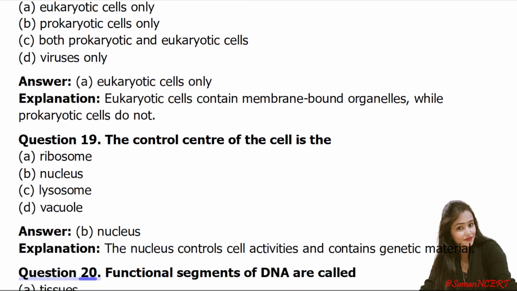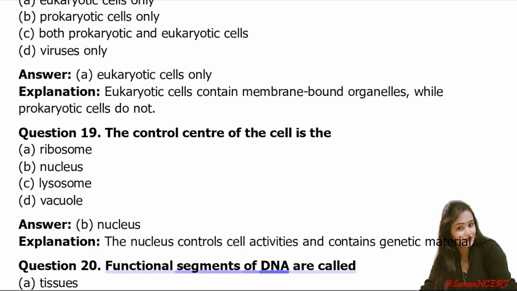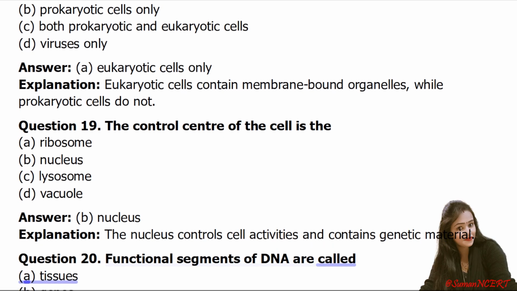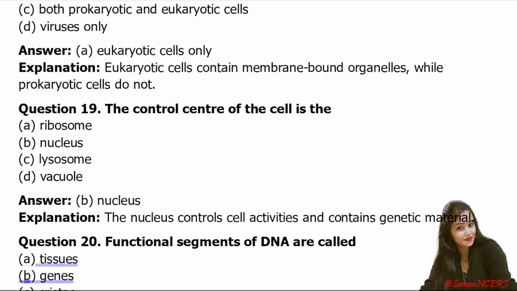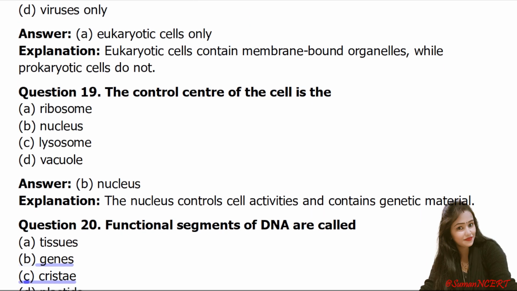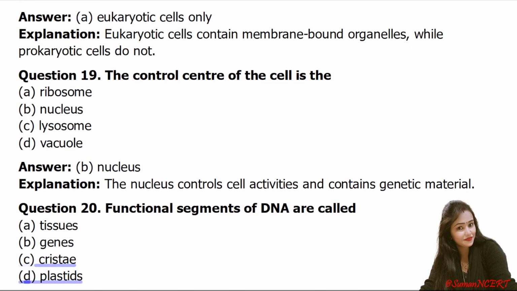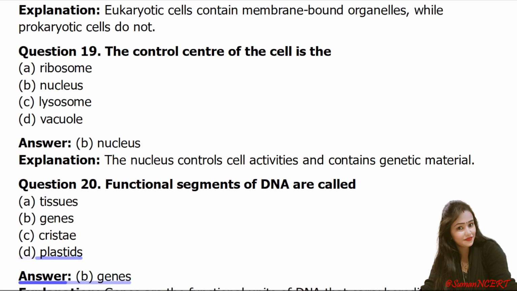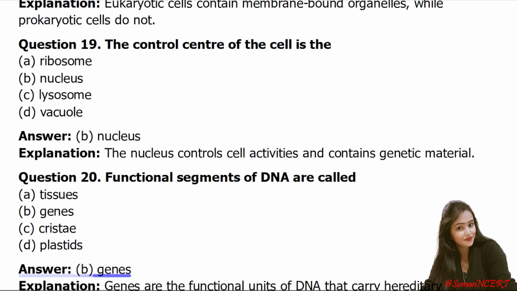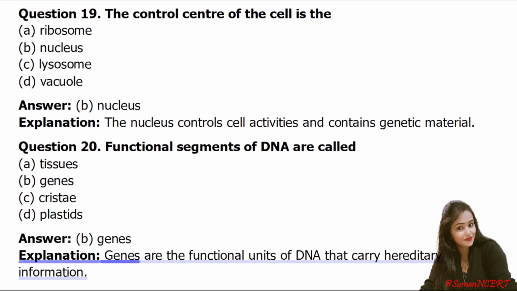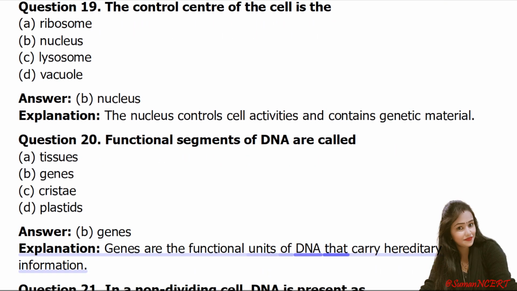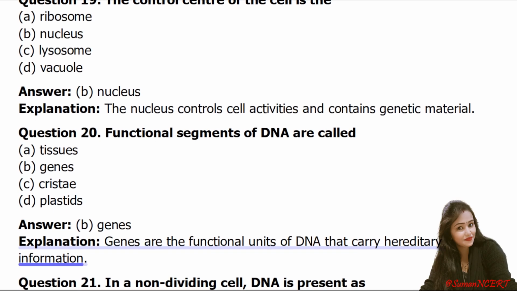Question 20. Functional segments of DNA are called: A. Tissues. B. Genes. C. Cristae. D. Plastids. Answer: B. Genes. Explanation: genes are the functional units of DNA that carry hereditary information.